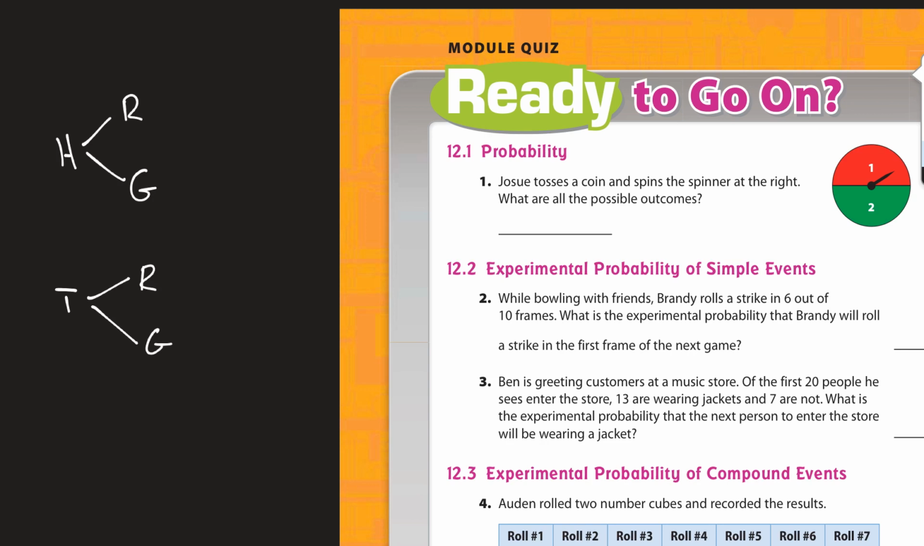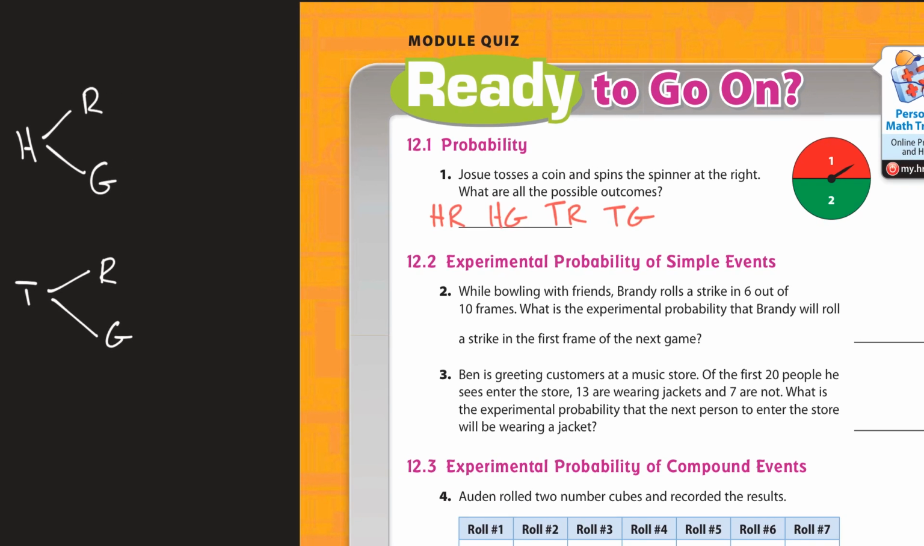So the way you represent this is you get heads and red, or heads and green, or tails and red, or tails and green. Or what they actually have here is, let's see, red is 1. So actually, what I should be saying is heads and 1, heads and 2, tails and 1, and tails and 2. That might be more accurate. Heads and 1, heads and 2, tails and 1, tails and 2.